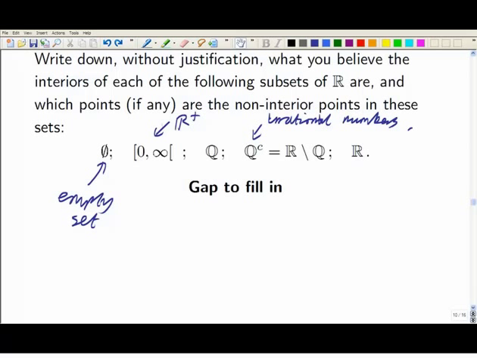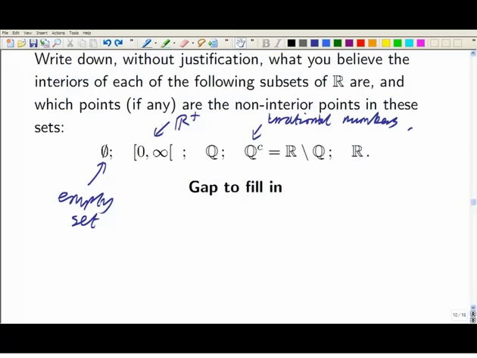I'll just tell you the answer to this one. So the empty set has no points, so of course the interior and the non-interior points are, again, the empty set. R plus has exactly one non-interior point, which is the point 0, and the rest of the points are interior points. The rational numbers, Q, have no interior points, so all the points of Q are non-interior points. The same goes for the irrational numbers: there are no interior points, and all of the points are non-interior points. When you go for the real numbers, all of the points are interior points, and the real numbers, set R, doesn't have any non-interior points.